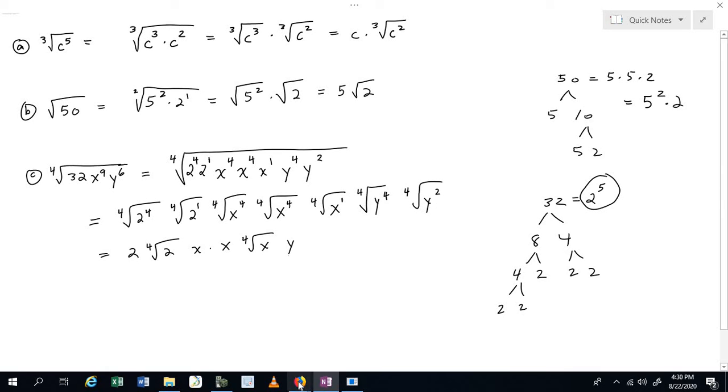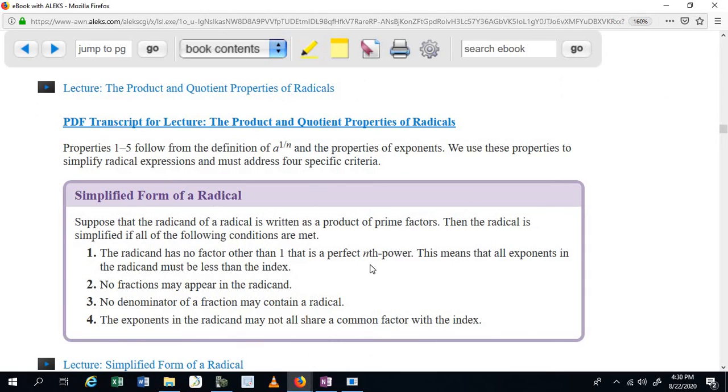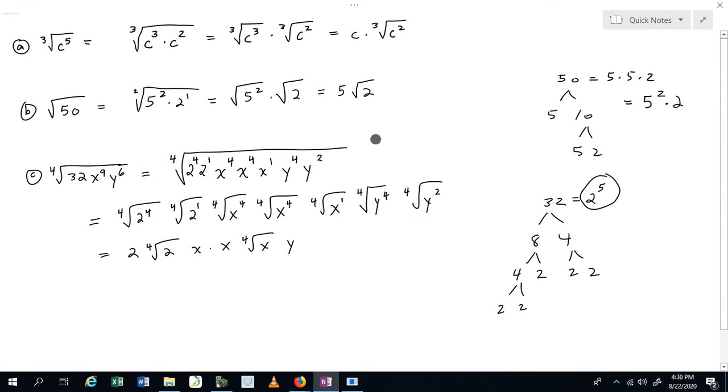But if you go back and look at the rules, there's 4 different rules. Notice this 4th rule says the exponents in the radicand may not share a common factor with the index. And in this case, these share a common factor. Okay, and so this can be simplified as well. They share a common factor of 2, right? And so I'll show you how to simplify that in a second.